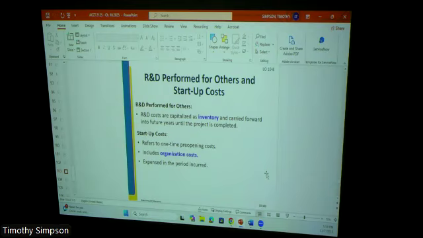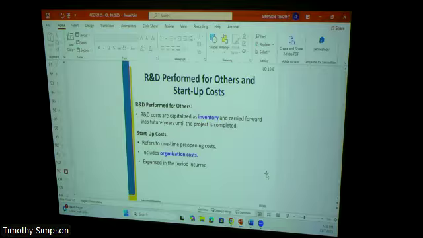You're producing a product for others. It's going to have future service value. You're going to deliver that to others. Whatever they do with it is their business, right? But if you're doing it for others, you're going to put them on the books as inventory, and you're going to carry it in a very similar sort of fashion.